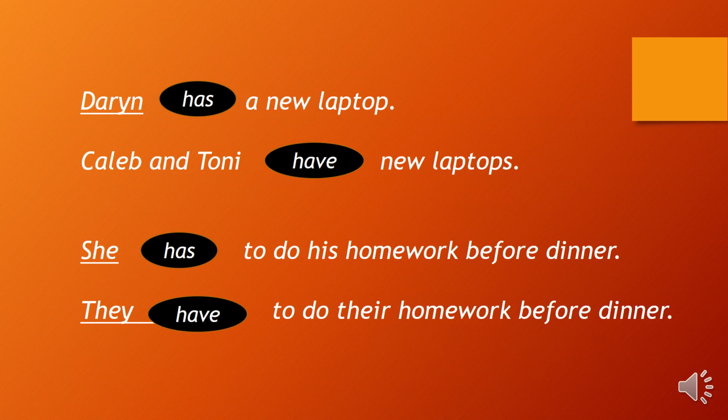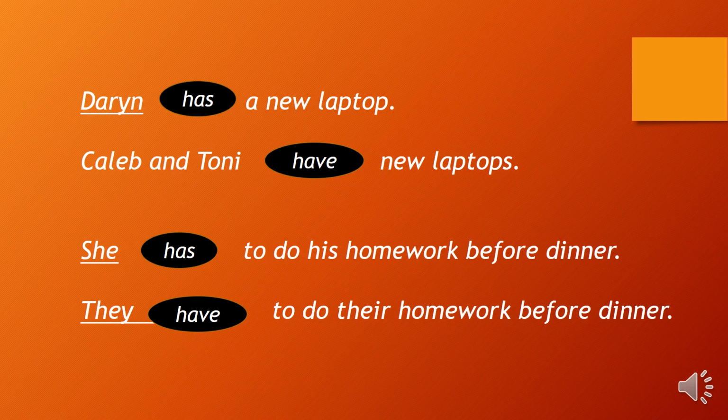All right, so let's have these given examples. Number one, Darren has a new laptop. So our subject here is the underlined word Darren, and that is singular. Therefore, we will use the singular has. Number two, Caleb and Tony have new laptops. Our subjects are Caleb and Tony, so that is plural. Therefore, we will be using have.